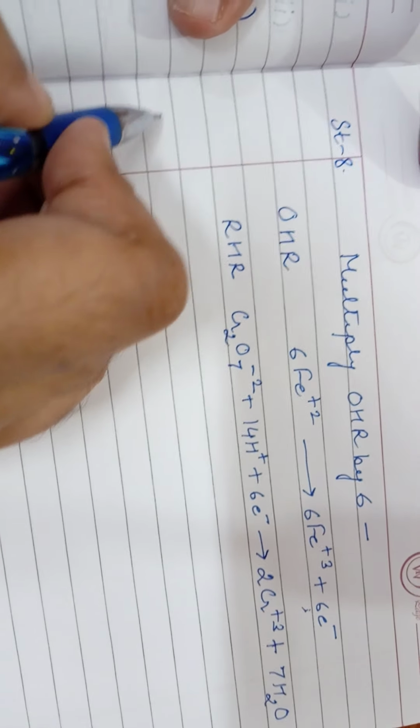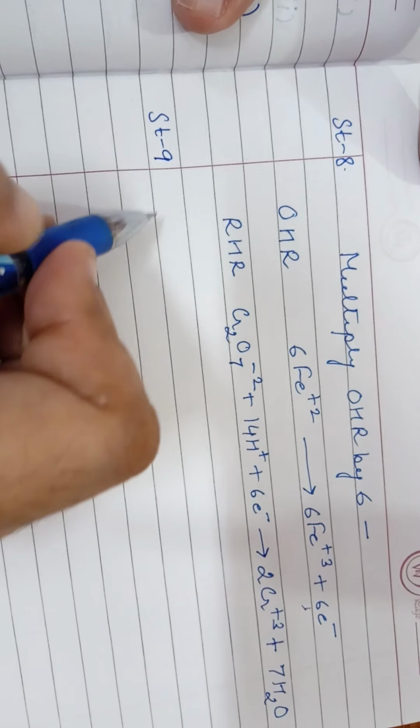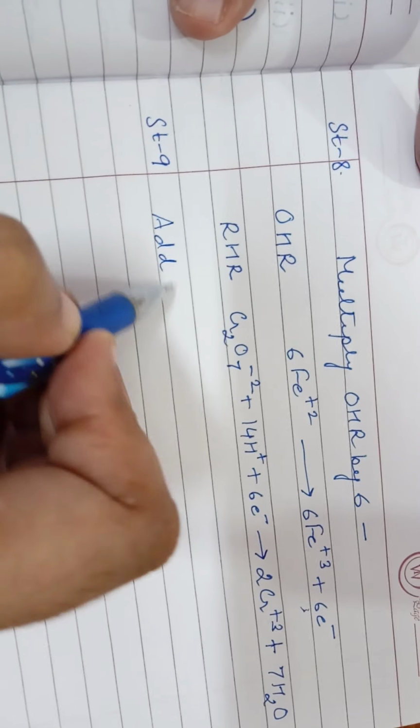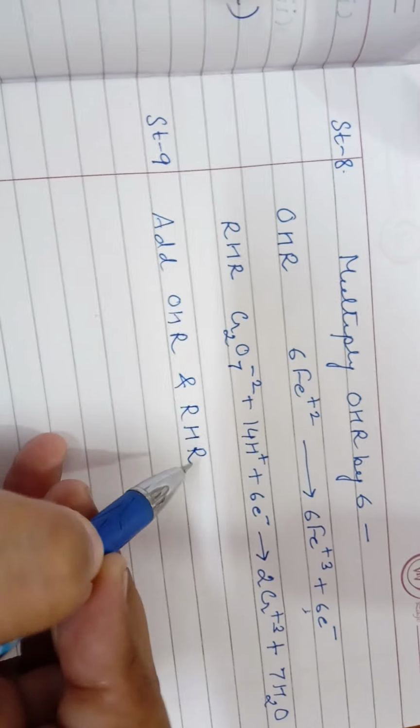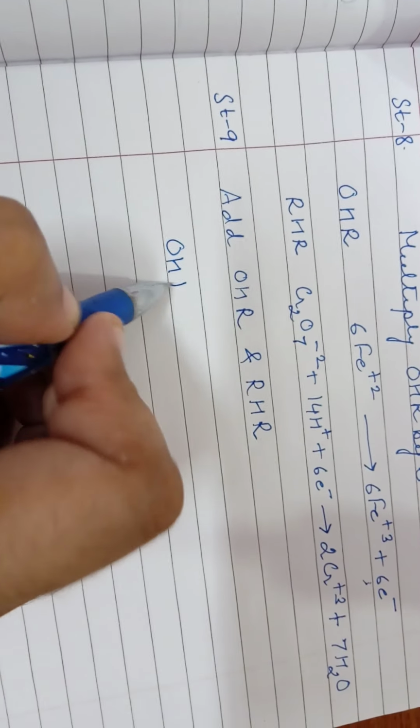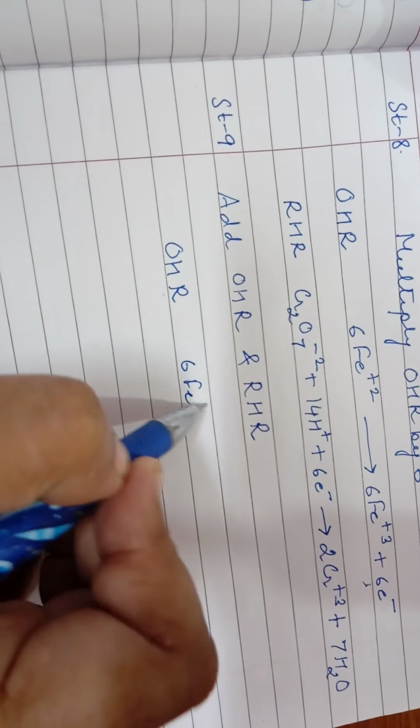Then in the next step, you will add OHR and RHR. For adding, you will write them one below the other.